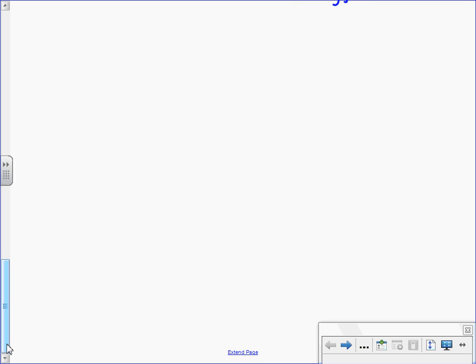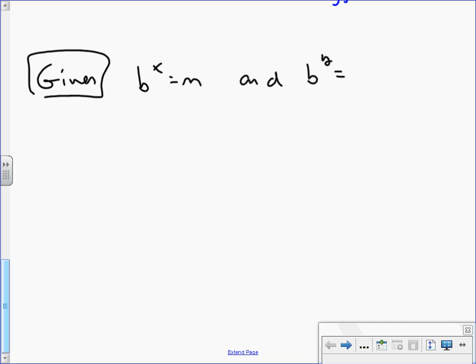Let's do another one. Actually, the same given. We're going to do something else first. Same given that was at the top of the other column.